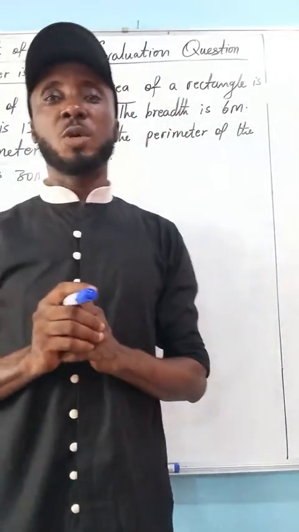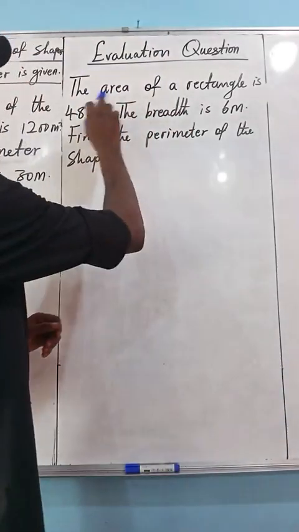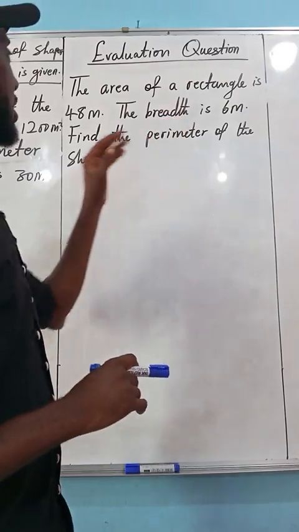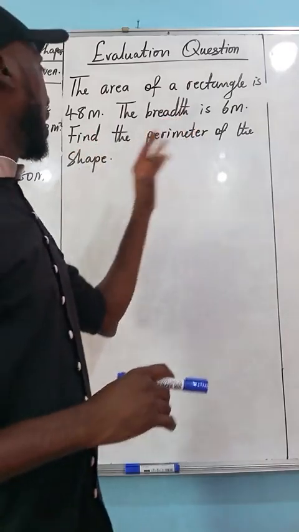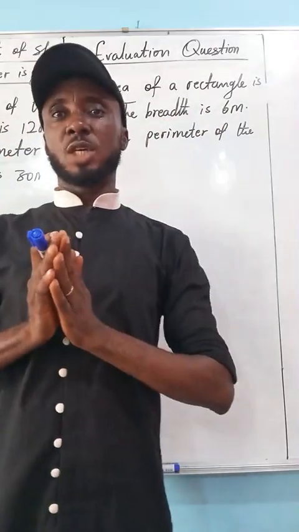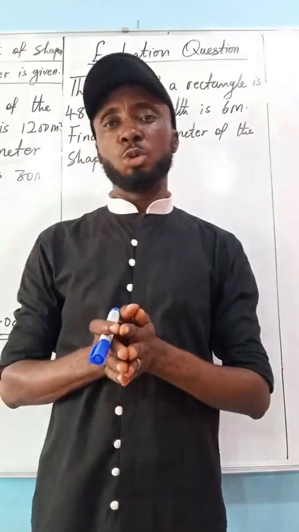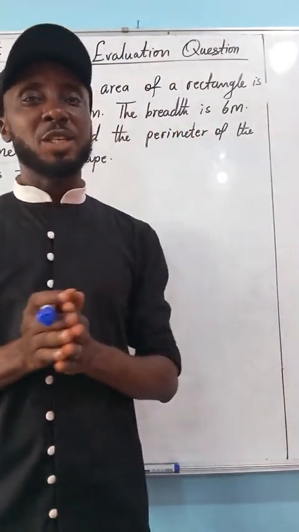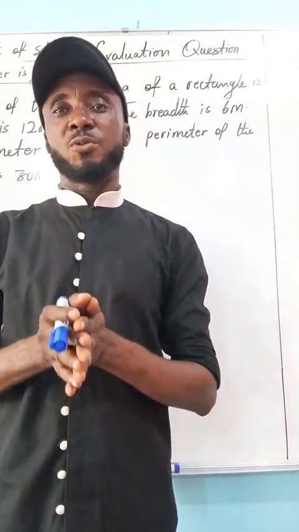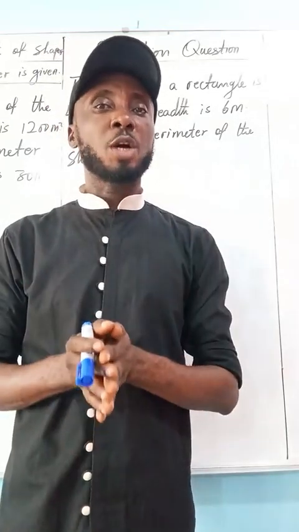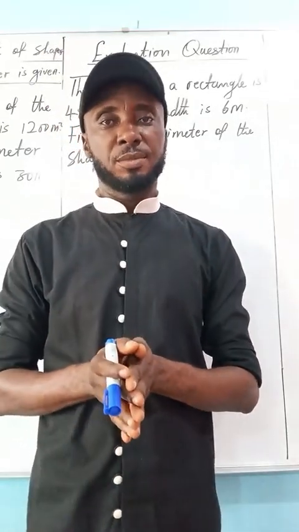In this evaluation question, we have the area of a rectangle is 48 meters square. The breadth is 6 meters. Find the perimeter of the shape. Now, the breadth is given here, but the length is not given. So what you have to do is to use the formula I gave over there to find your length before you'll be able to calculate the perimeter. If you don't get the length, you will not be able to calculate the perimeter.